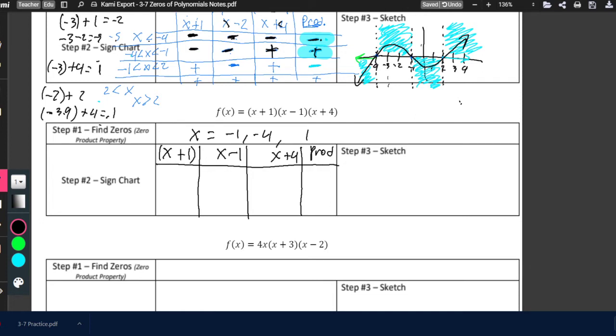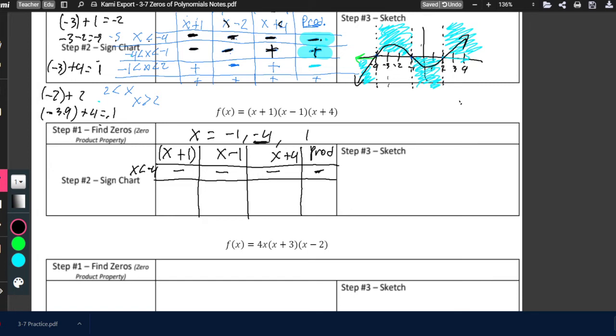So our first range, we always start with our lowest 0. So when x is less than -4, since it's our lowest value, when x is less than that value, for our sign chart, they're all going to be negative. And what we found out before was when they're all negative, our product is negative, because negative times negative is positive, positive times negative is negative.